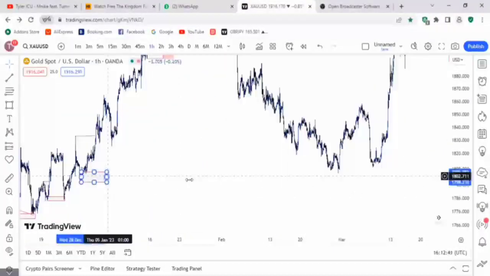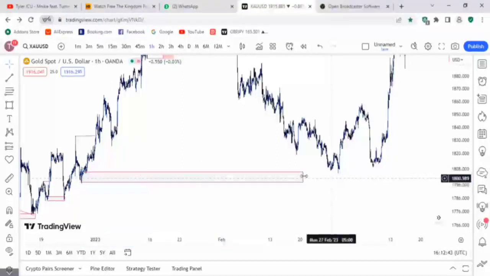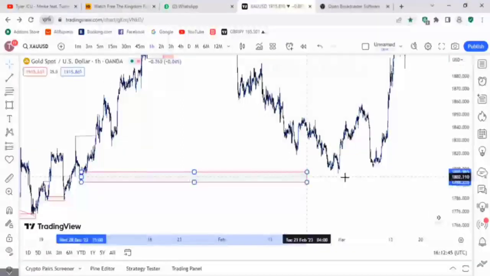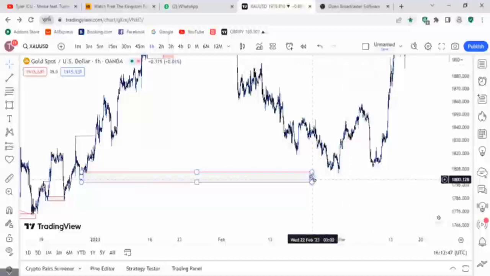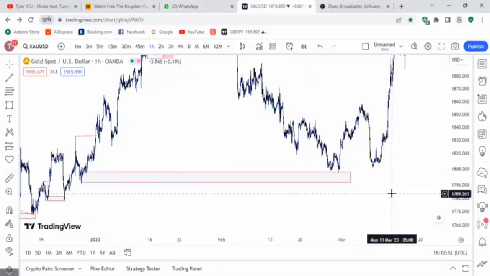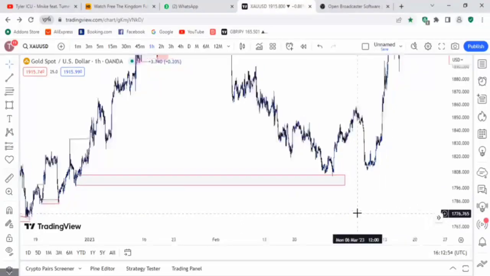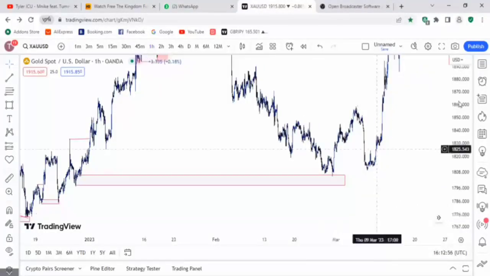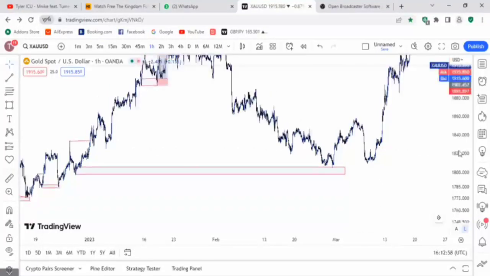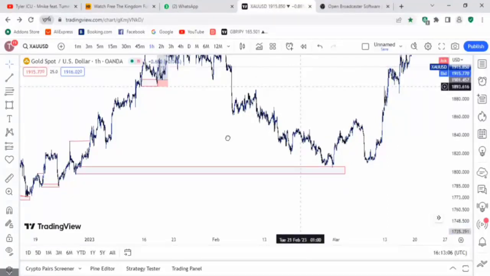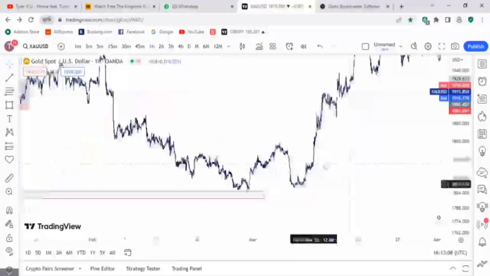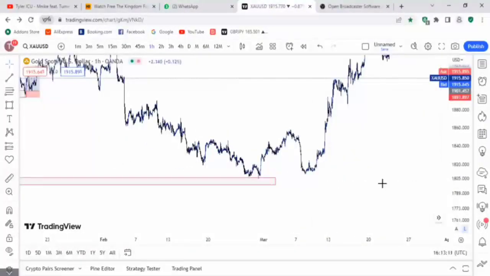See that the market came and mitigated this order block. The market mitigated our order block. After the market mitigated our order block, it continued to push upward, continued to move in its original direction. You see? After that, again, I can see a very nice setup here.